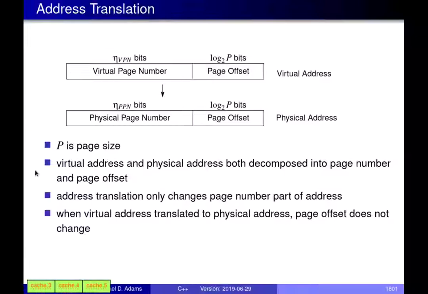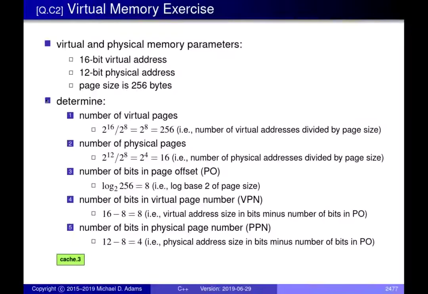At this point, I'd like to do a few exercises. So let's consider a system with the following virtual and physical memory parameters. Virtual addresses are 16 bits. Physical addresses are 12 bits, and the page size is 256 bytes.